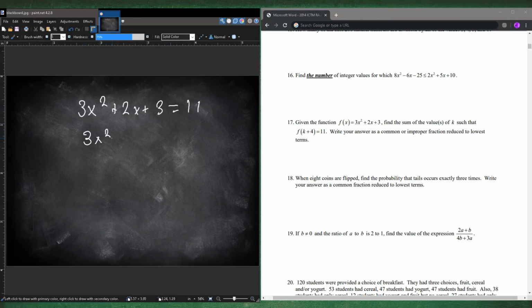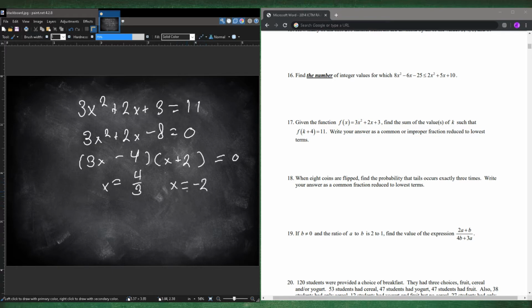So 3x squared plus 2x minus 8 is equal to 0. So 3x and x. So 4 and a 2, probably. So that's 6. Okay, so this one is a plus 2 and this one's a minus 4, right? 3x squared plus 6x minus 4x plus 2, and then minus 8. Okay, so that's equal to 0. So x is equal to 4 over 3, and x is equal to a negative 2.